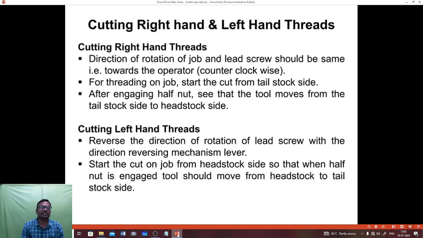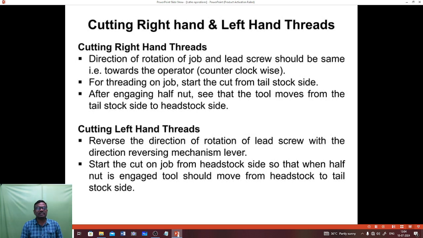Cutting right hand threads. Direction of rotation of job and lead screw should be same, that is towards the operator. For threading on job, start the cut from tailstock side. After engaging half nut, see that the tool moves from the tailstock side to headstock side.